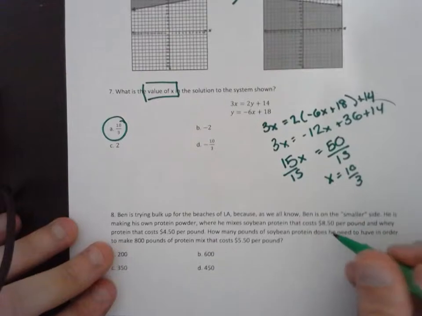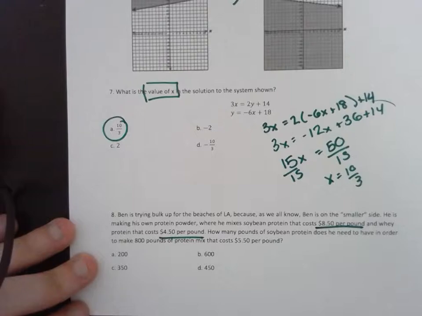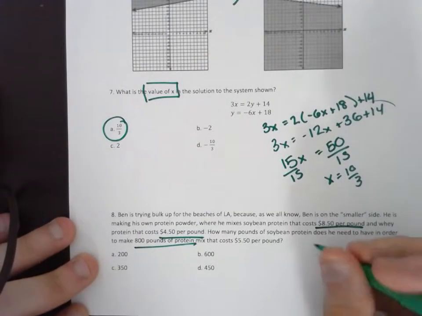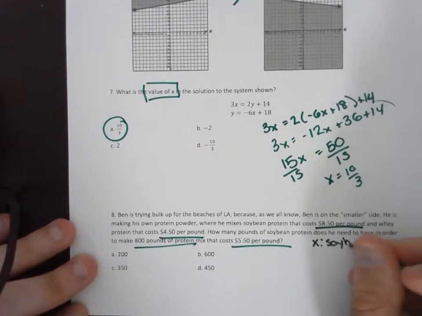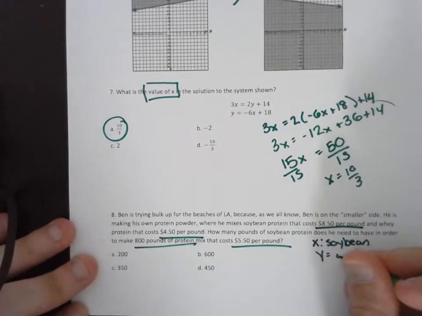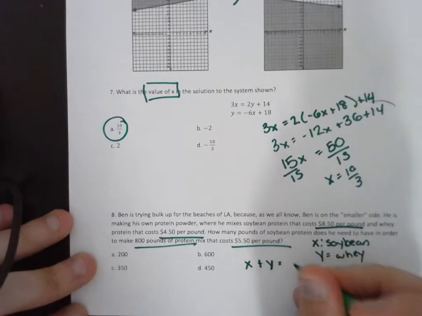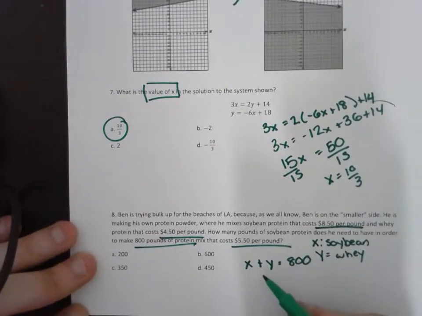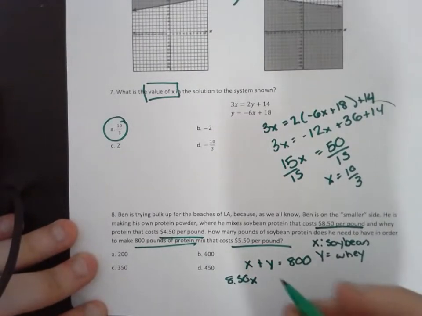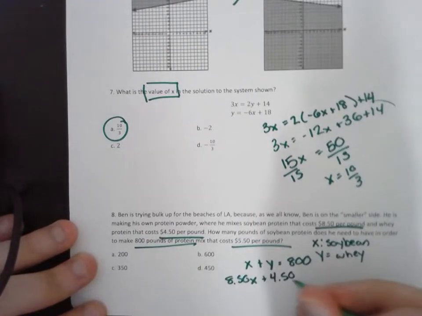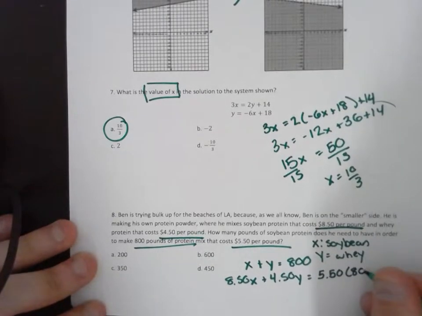So I'm going to underline this because this is pretty important. It says how many pounds of soybean protein does he need to have in order to make 800 pounds of protein that costs $5.50 per pound. So again, if x is soybean protein and y is whey protein, I know that if I add them together, it has to be 800 pounds. I also know that soybean costs $8.50 and whey costs $4.50. And I know that has to equal $5.50 per pound at 800 pounds.